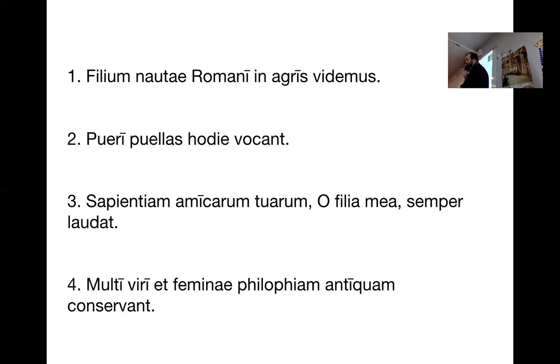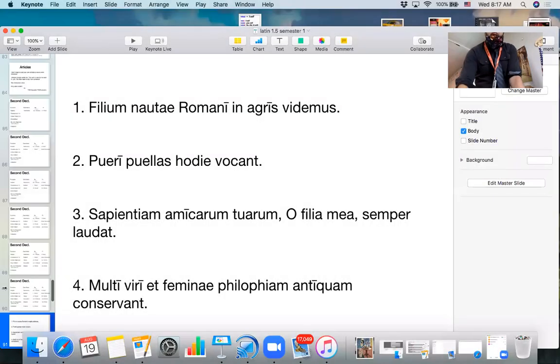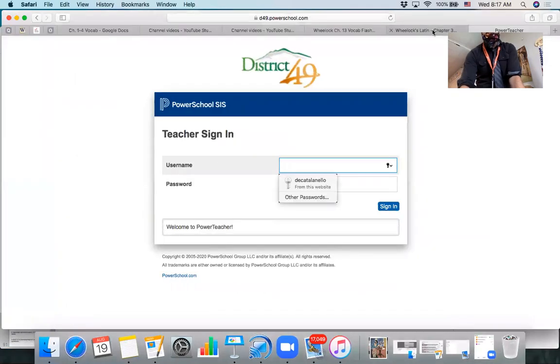All right, we're going to do some translations, but let's fly through the chapter 3 vocabulary real quick, just to kind of see where we're at with that.